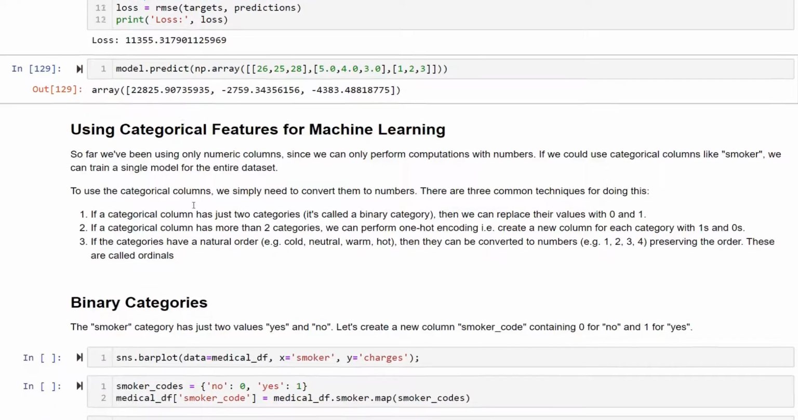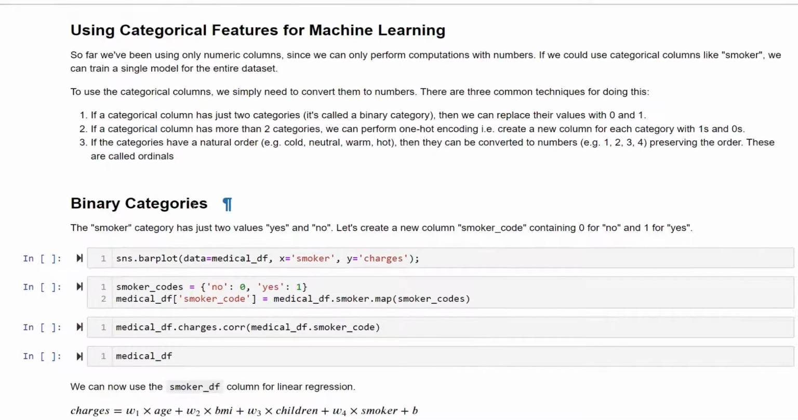Using the categorical features for machine learning: so far we have seen the use of numerical values, giving those numerical values into our model for finding the target values of charges. Since we can only perform computation with numbers, we could use the categorical values like smoker, sex, and the region they are living in, and we can train a single model for the entire dataset. To use the categorical columns, we simply need to convert them into numbers, and there are three common techniques for doing this.